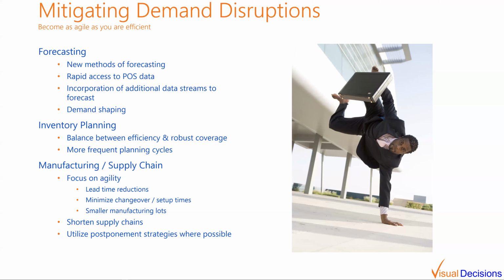And then inventory planning itself, having that balance between efficiency and robust coverage. We have long been in the business. I've been selling supply chain software since 1995 and doing consulting in that space. And we've always preached, keep the absolute minimum amount that you think you need in order to cover your demand variability, your supply variability, to achieve the service levels that you want. And we have much more variability these days on both the demand side and the supply side.